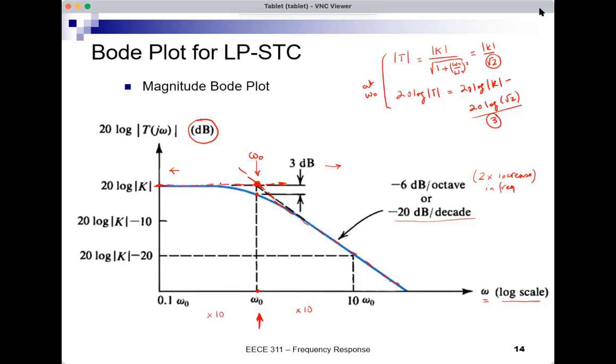But otherwise, the blue curve and the asymptotes are very close to each other, and the error is very small. Starting from this point downwards, the asymptotes and the actual blue curve are very close to each other, and the error is very small. So the asymptotes give a very good approximation. But at omega 0, we have to be careful that there is a difference of 3 dB between the two.